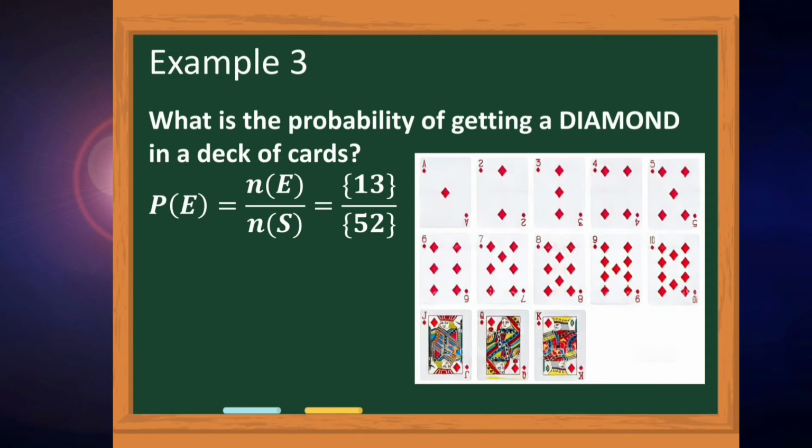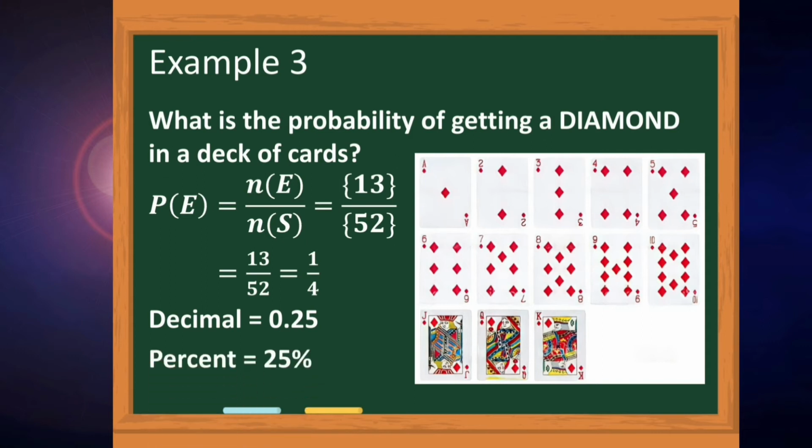If we reduce it, it will give us 1 over 4. In decimal, that is 0.25. And in percent, that is 25%. Which means we have 25% probability of getting a diamond in a deck of cards. Were you able to get it? It's so easy, right? Now, it's your turn to do it.